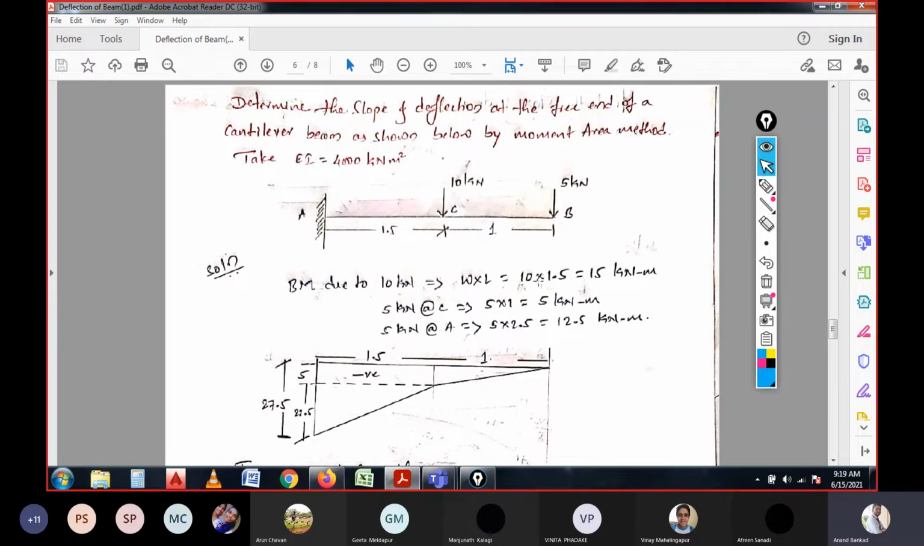Now whatever we have calculated is demonstrated in the BMD, the bending moment diagram. We have already gone through this, but let us discuss once again in case you have forgotten. For the span BC, if you consider the span of BC only, we have 5 into 1. We don't have any other load other than this 5. So 5 into 1 will be 5 kilonewton meter.